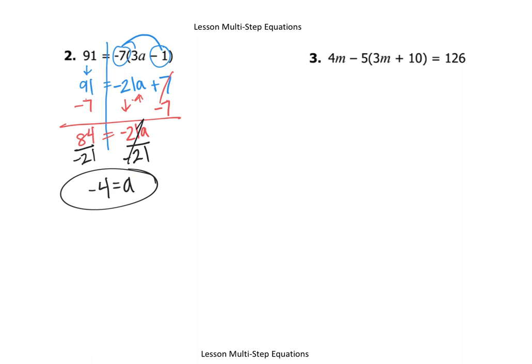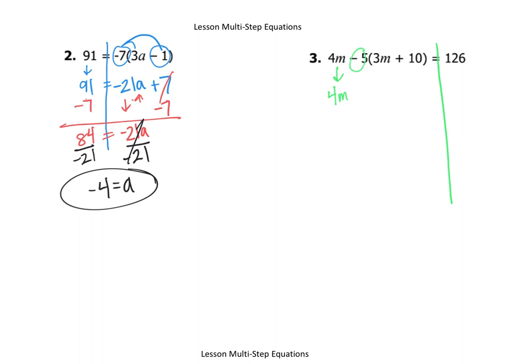So moving on to number 3. Here's my equal sign. I love to know where it's at. And we work our problem from left to right. So we have 4m minus 5 times (3m plus 10) equals 126. We're going to bring down 4m. It's not touching the parentheses, so it's not the part that's being multiplied, so we're going to save it for later.